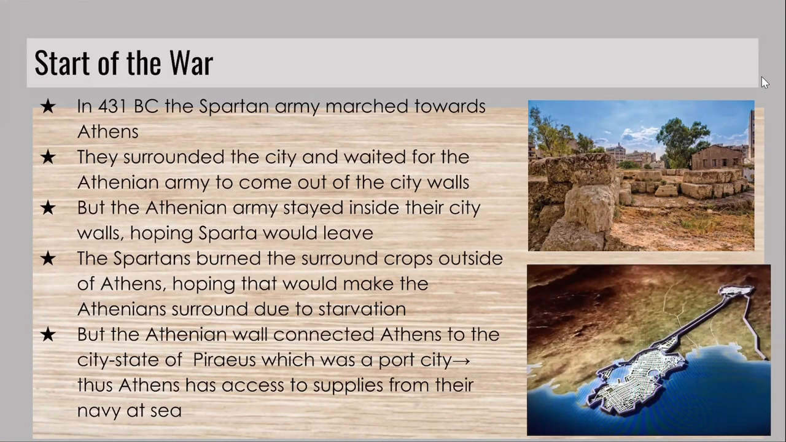But the Athenian wall connected Athens to the city-state of Perikles, which was a port city. Thus, Athens had access to supplies from their navy at sea.